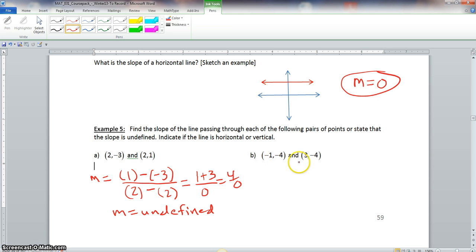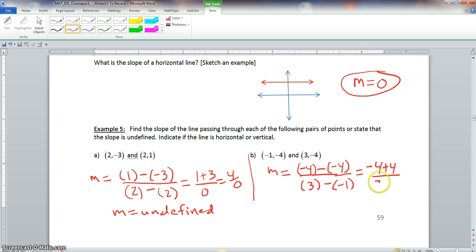Okay, now for B, we use the same formula. We have the slope is equal to y sub 2 is negative 4 minus y sub 1 is negative 4 all over x sub 2, which is 3, minus x sub 1, which is negative 1. So negative 4 minus a negative 4 will become negative 4 plus 4, all over 3 minus a negative 1, which is 3 plus 1. Negative 4 plus 4 is 0, and 3 plus 1 is 4. 0 over 4 is 0. So our slope is 0.